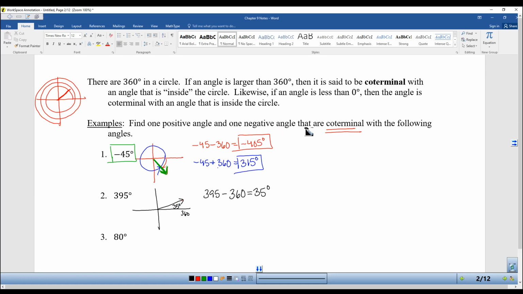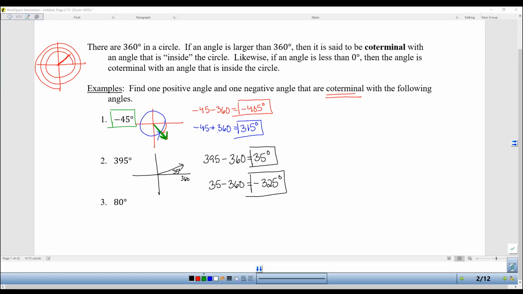Now they do ask for a negative angle also. So I subtracted 360 to get to 35. I can subtract 360 again. So I'm going to go around the circle again, clockwise, and I will get negative 325. So while I hope that these explanations have helped you understand the concept of coterminal angles, if you don't quite get it, then the key is just to add 360 or subtract 360, and that's how you get a coterminal angle.